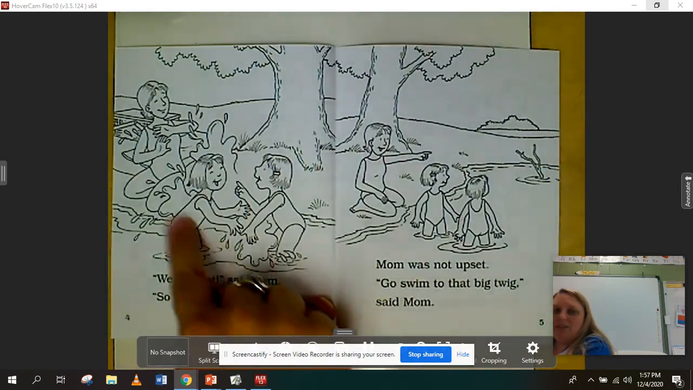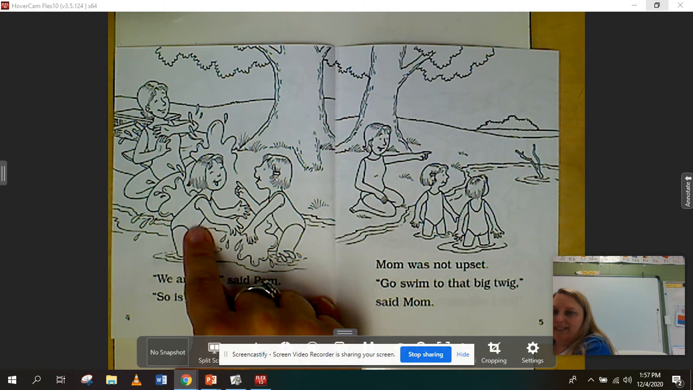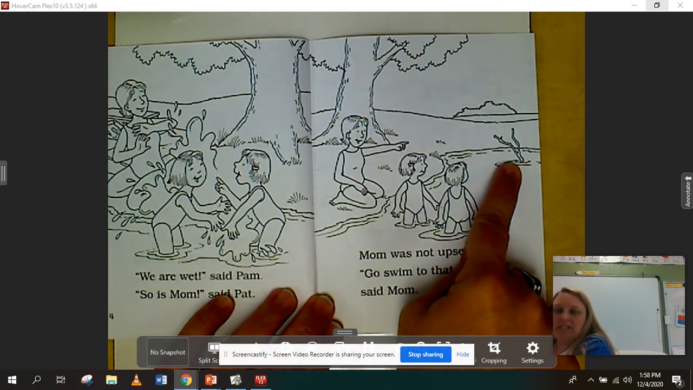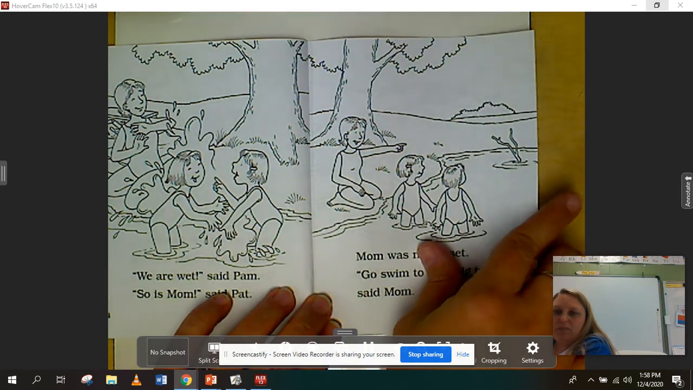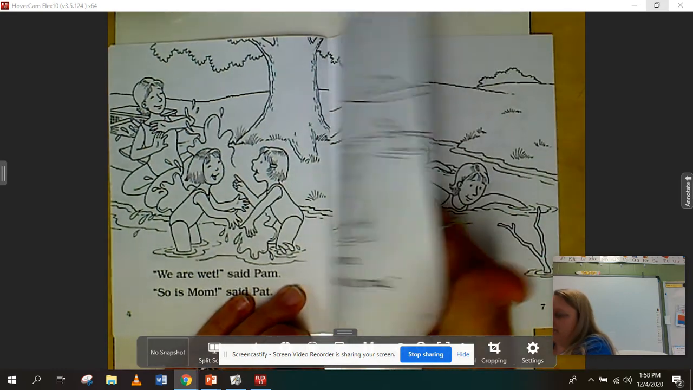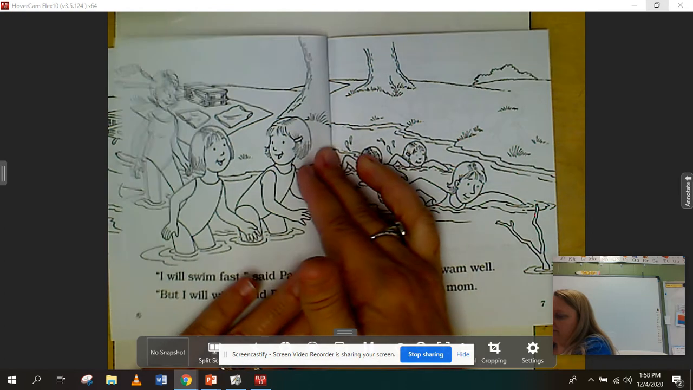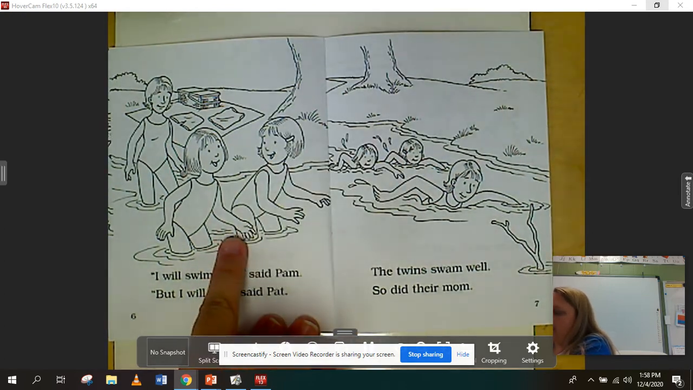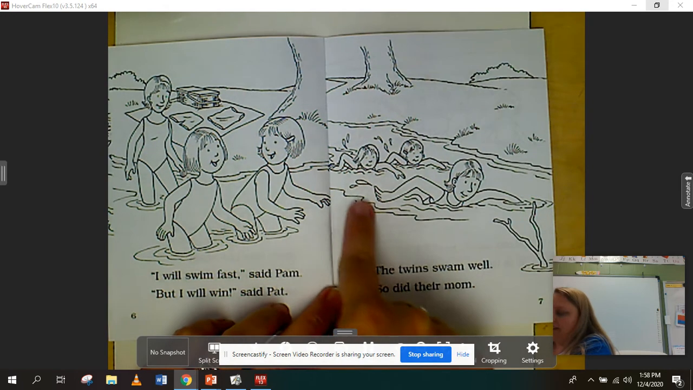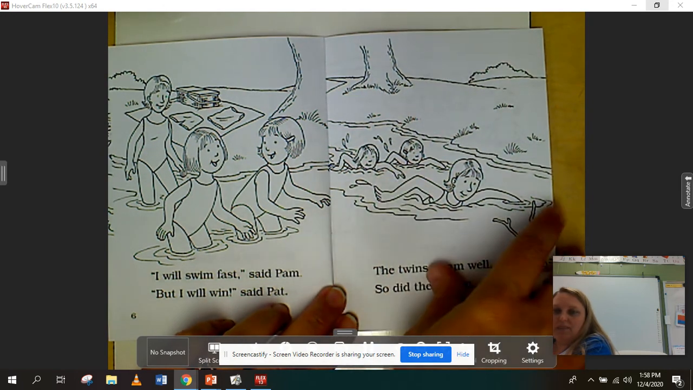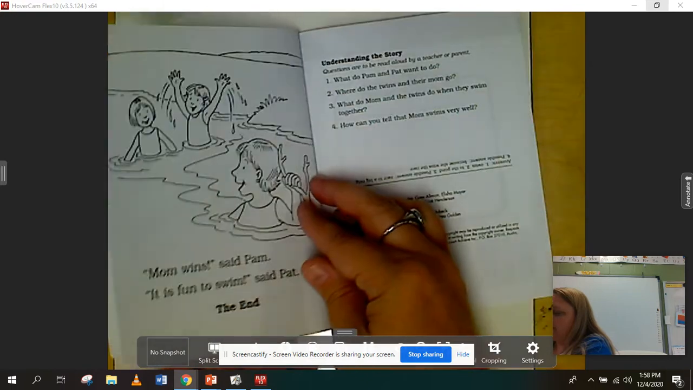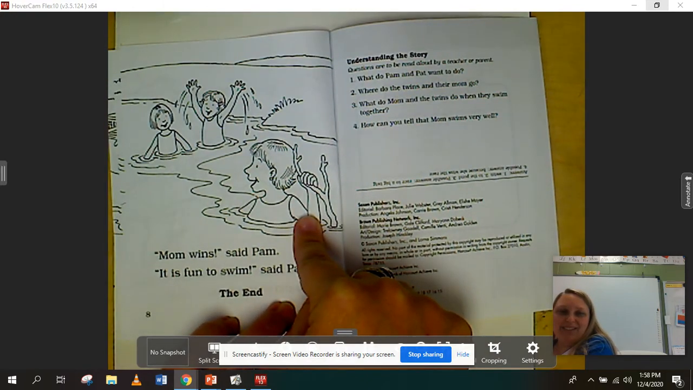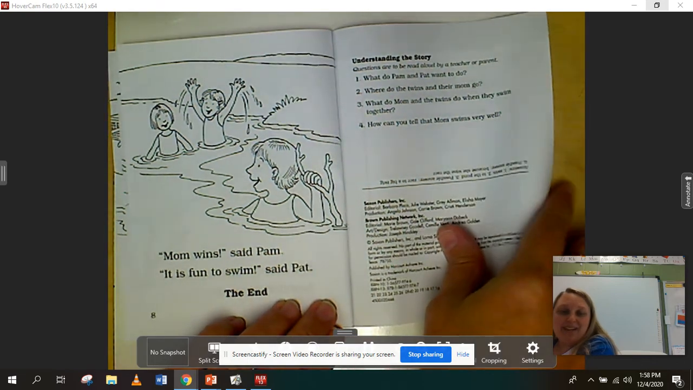Oh, now Mom is in the water swimming. Uh-oh, Mama's pointing to something. You see that twig back there? Maybe she's pointing to the twig. Looks like the girls might be racing. Oh, look, there they go. Looks like Mom's going to win. Oh, Mom won. So it was a race. All right, let's read our book, friends.